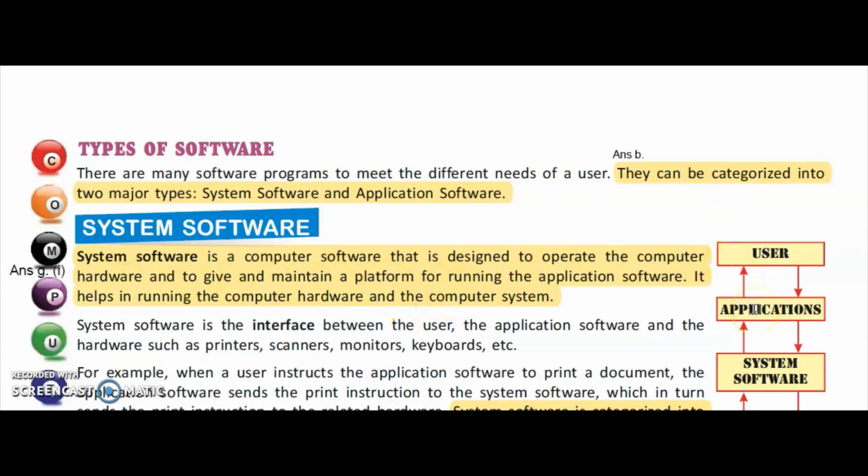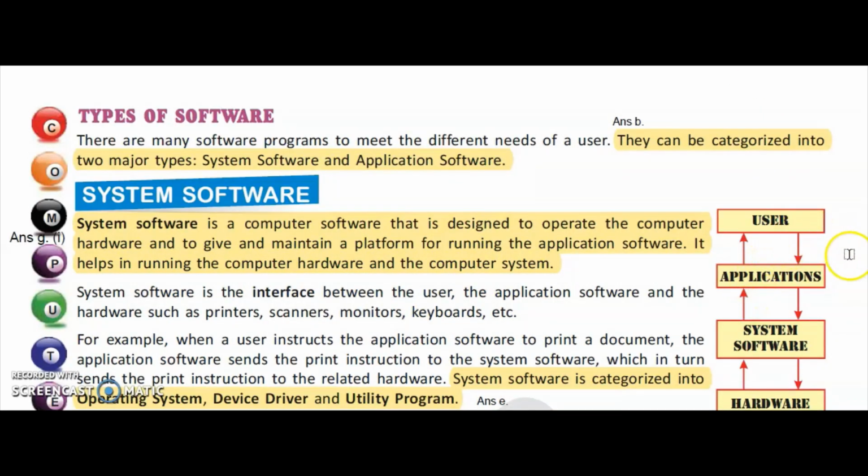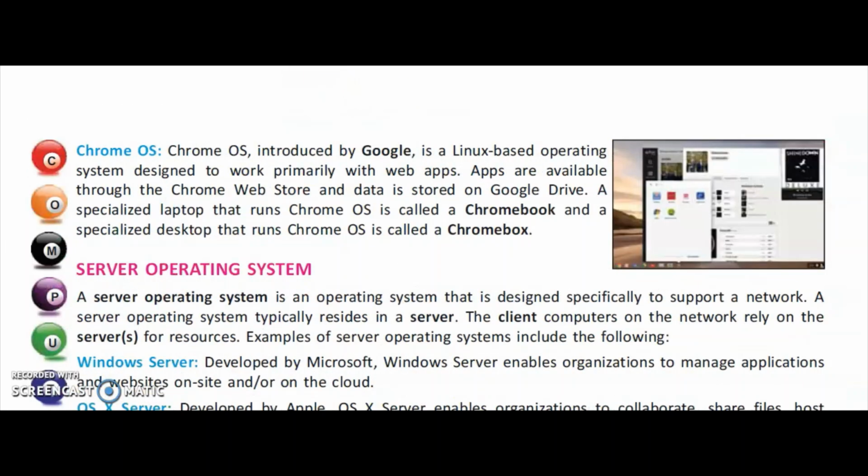And with this, you can draw this diagram. User, applications, system software and hardware. You can draw this diagram along with the system software. And then the second part, the application software, is on page number 7.